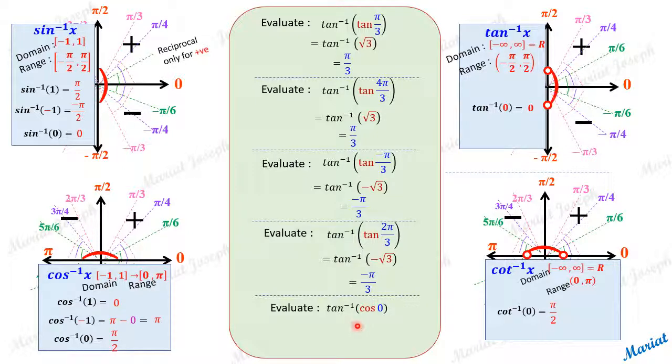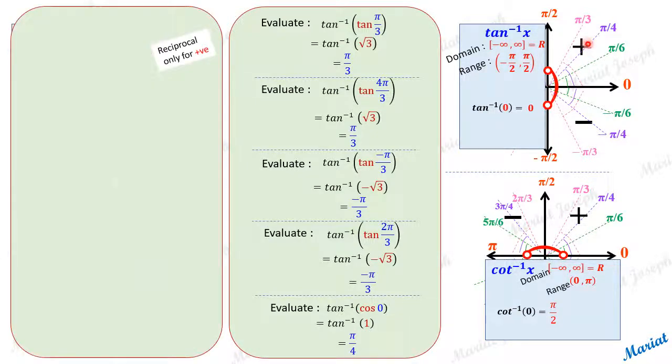Evaluate tan inverse of cos 0. Oh, no question of cancelling. Then what to do? Give priority to the bracket. Cos 0 is 1. So tan inverse of 1 is pi by 4.